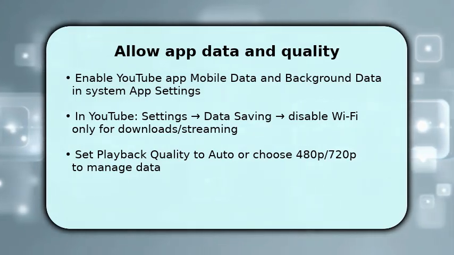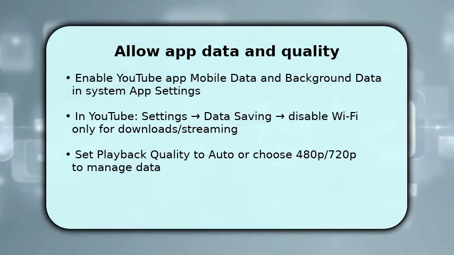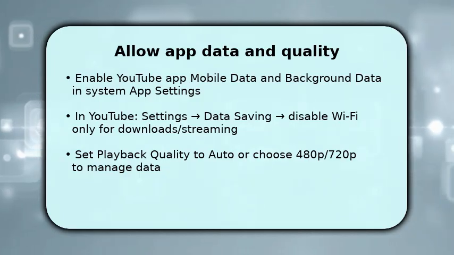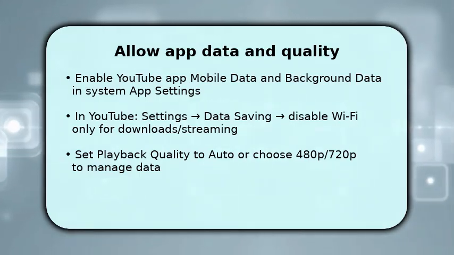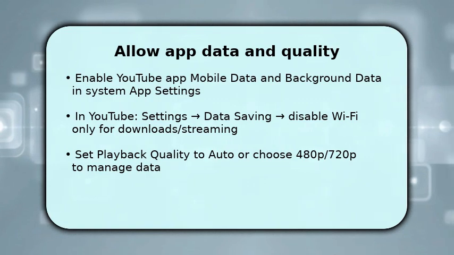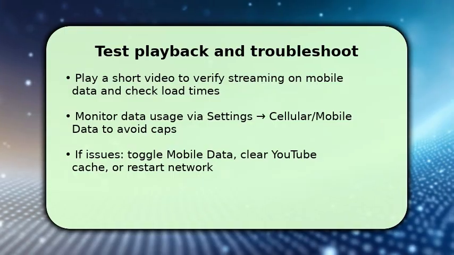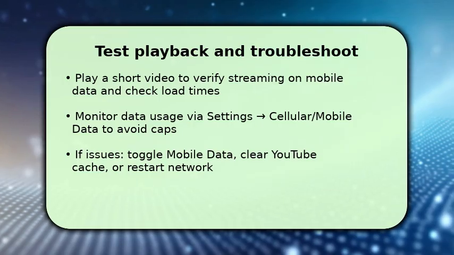Once in the YouTube app, go to Settings, then Data Saving, and turn off any Wi-Fi only toggles for downloads or streaming. Finally, choose Auto Playback Quality or manually select 480p or 720p to balance clarity and data use while watching. To finish, play a short video to confirm YouTube streams over mobile data and note buffering or quality changes.